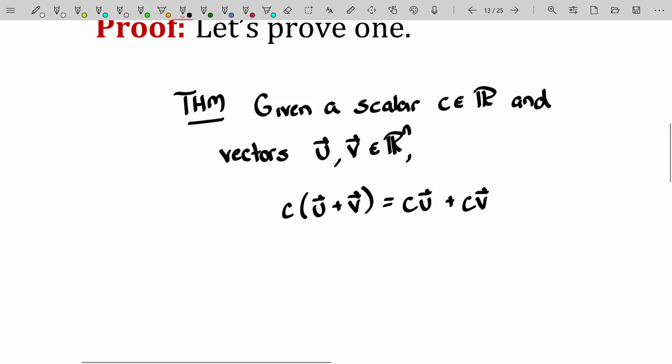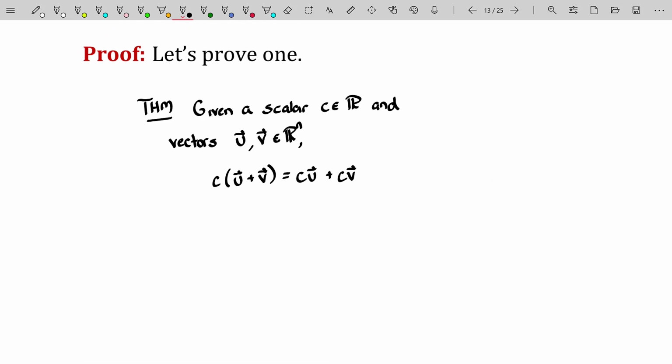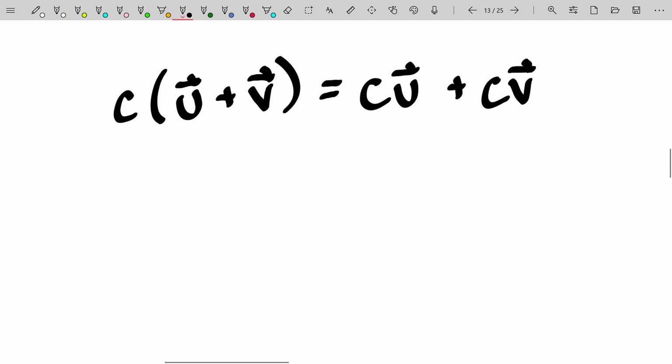All right, there's the theorem that we want to prove. Given a scalar c in the real number system and two vectors, u and v, in Rn, c times (u plus v) is the same thing as cu plus cv.